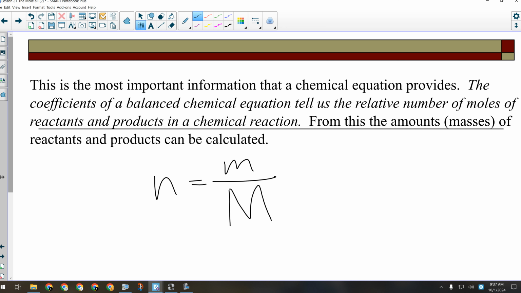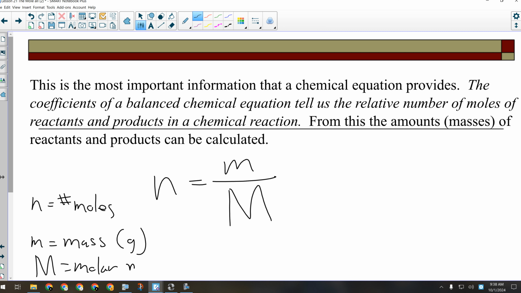So, yeah, chemists. Here's what we need to know. n is the number of moles. And when I write that, I don't mean hashtag moles. I mean number of moles. That used to mean number. It still does. Little m is the mass, and that is always in grams. And big M is molar mass, that thing we just learned how to calculate, and that is in grams per mole.